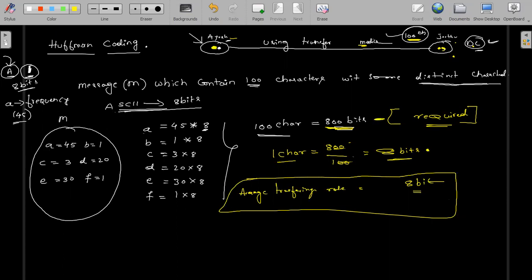So why am I using ASCII value? Because a character takes how many bits? How many bytes? 1 byte. A character takes 1 byte. 1 byte is nothing but what? 8 bits. So that is the reason why I took 8 bits, because of representation.